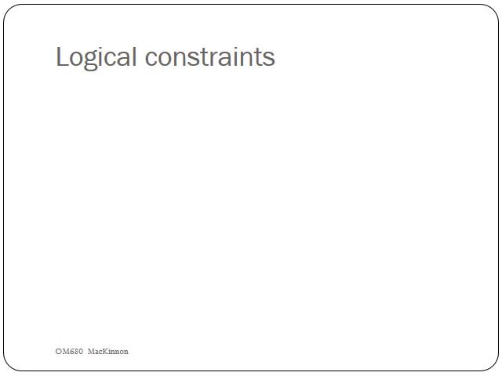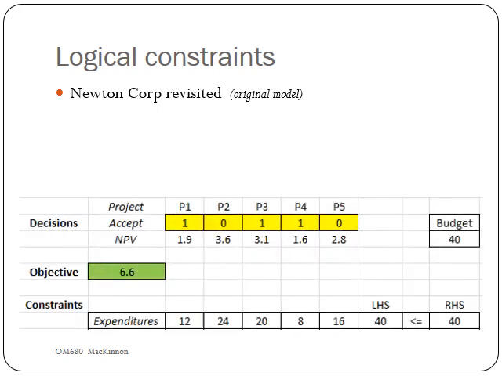So, logical constraints. All right. If you will hearken back to the previous chapter, we did an example of Newton Corporation, where we had 5 projects, and we needed to decide which ones to accept to maximize our net present value within a budget of $40 million. What you see on the screen here is the original model.